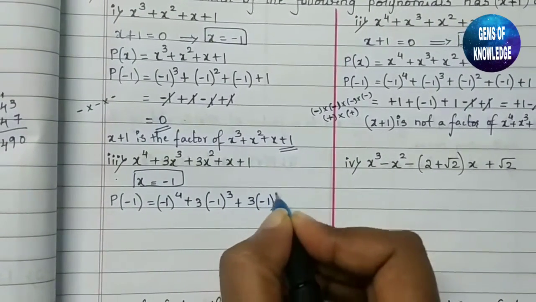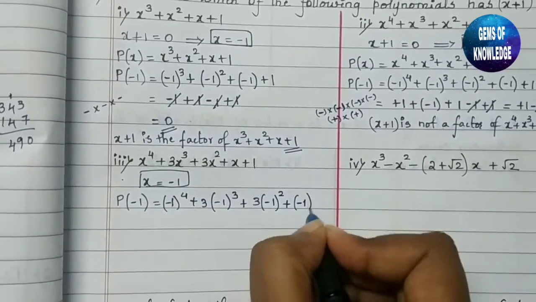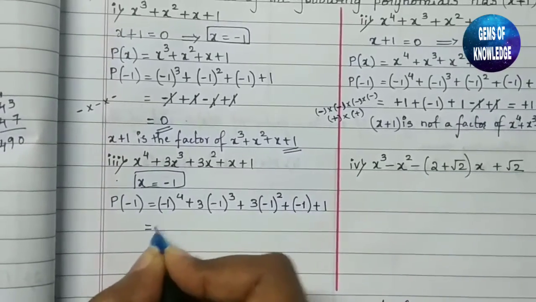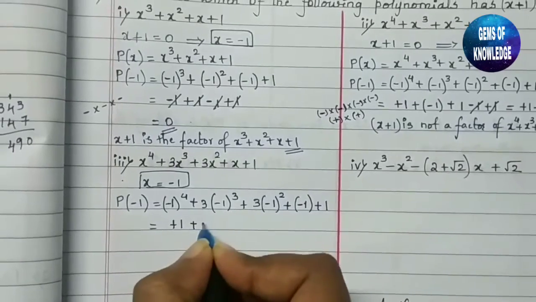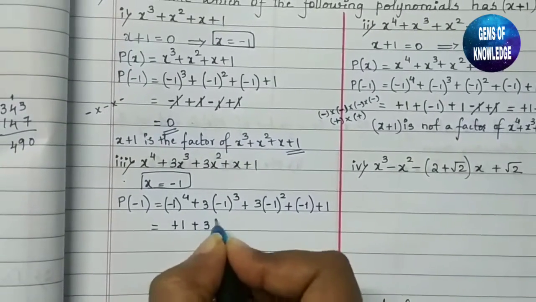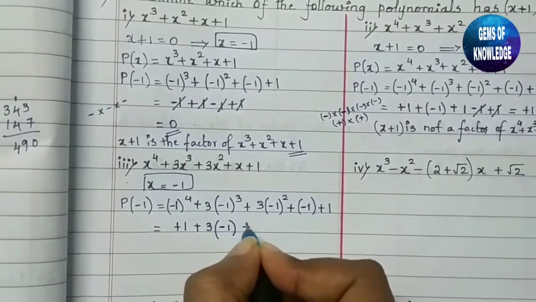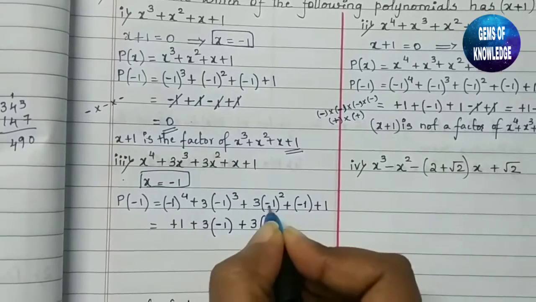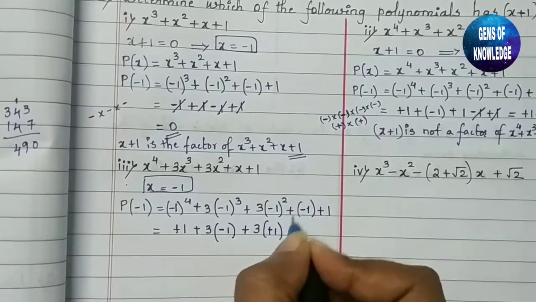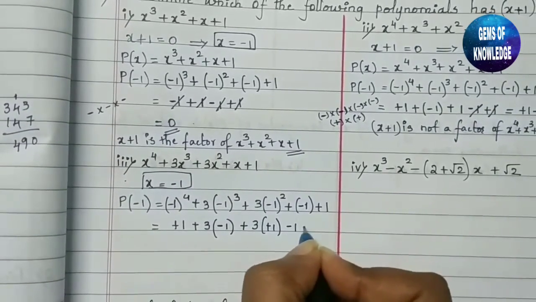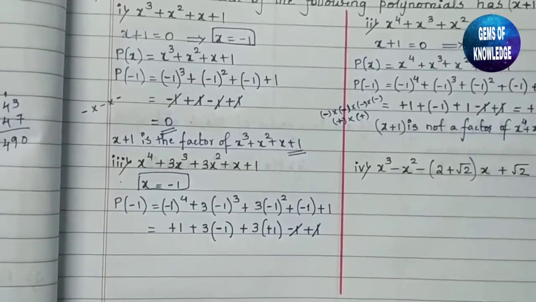So we can write minus 1 square plus, in place of x again we can write minus 1 and plus 1. So here we are getting minus 1 to the power of 4 we are getting plus 1, plus 3 as it is, and minus 1 whole cube means we are getting minus 1 as it is, plus this 3 we will write as it is, and minus 1 whole square means we are getting plus 1. Then plus into minus we are getting minus 1 and this plus 1 will be as it is. So let us cancel this 2, plus 1 and minus 1.